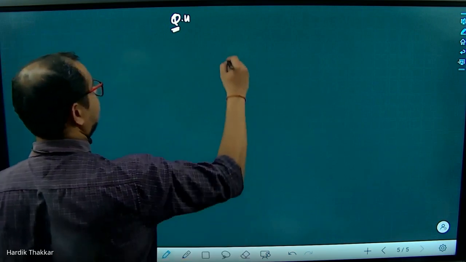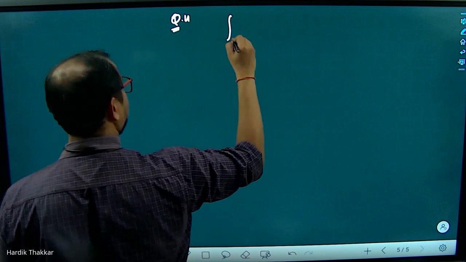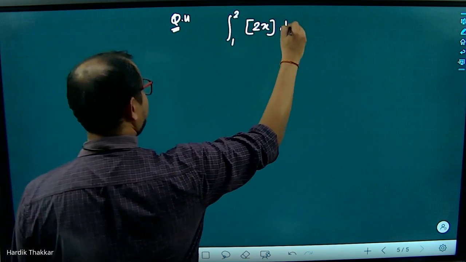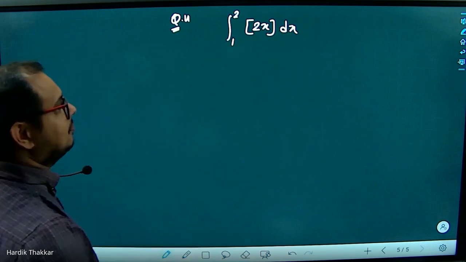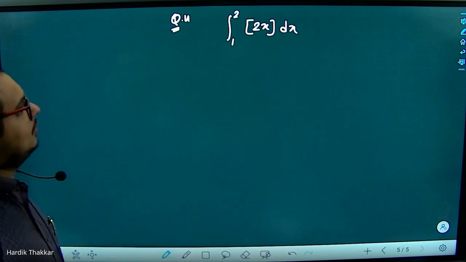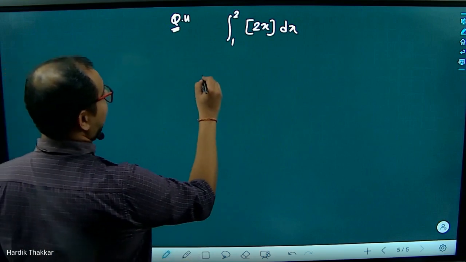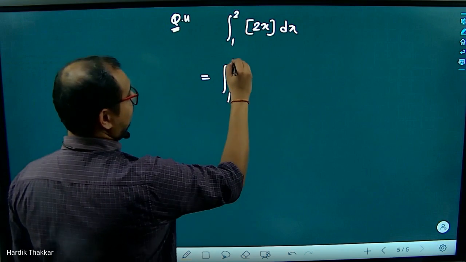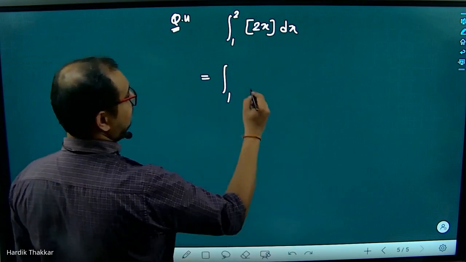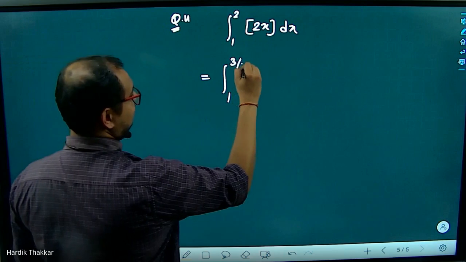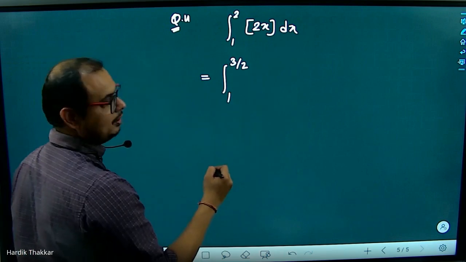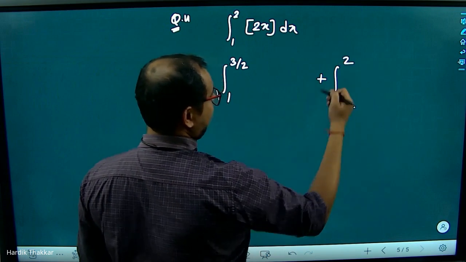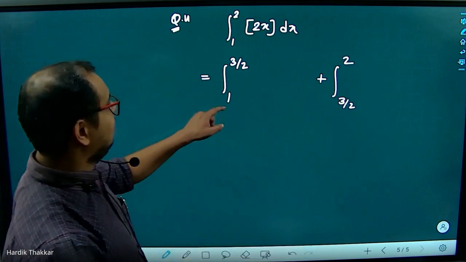Question number 4. Integral from 1 to 2 of greatest integer 2x dx. Yes, so here we have to think how we have to divide the limit. So the first limit will be from 1 to 3 by 2, that is 1.5. The next limit will be from 3 by 2 to 2. Correct?